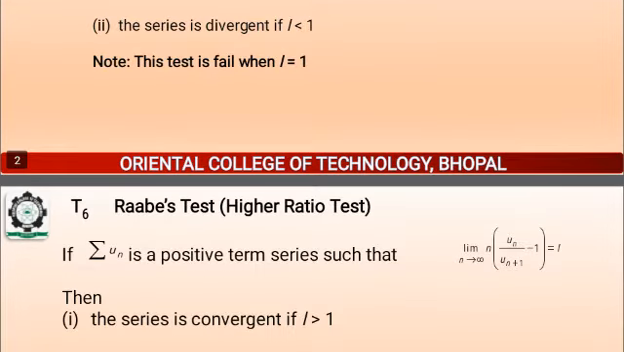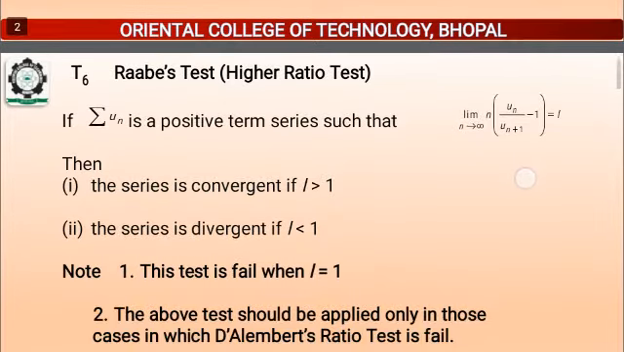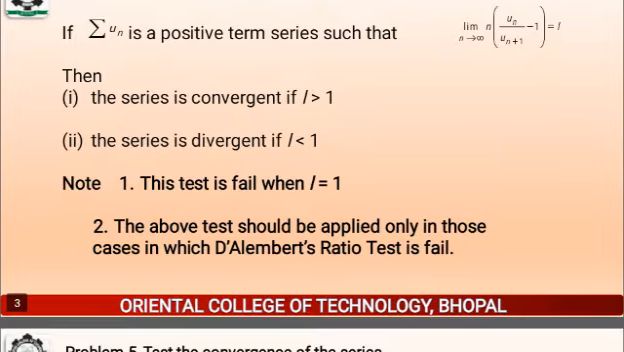Come to the next test, test number 6, Raabe's test. This is also called the higher ratio test. If summation un is a positive term series such that limit n tends to infinity n times (un upon un plus 1 minus 1) equals L, then the series is convergent if L is greater than 1, divergent if L is less than 1, and the test fails when L equals 1. The above test should be applied only in those cases in which D'Alembert's ratio test fails.